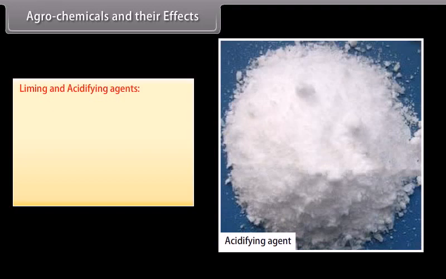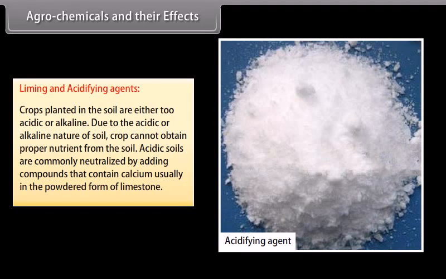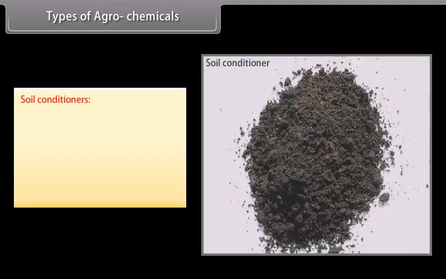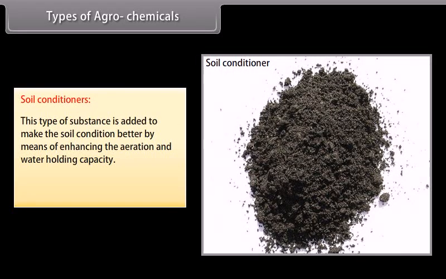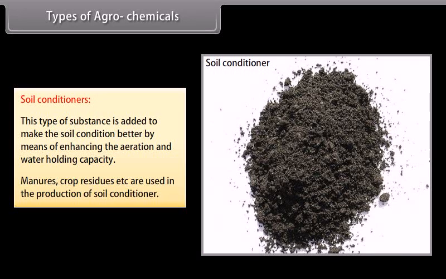Liming and acidifying agents. Crops are planted in soil that is either too acidic or alkaline. Due to the acidic or alkaline nature of soil, crops cannot obtain proper nutrients from the soil. Acidic soils are commonly neutralized by adding compounds that contain calcium, usually in the powdered form of limestone. Types of agrochemicals. Soil conditioners. This type of substance is added to make the soil condition better by enhancing the aeration and water holding capacity. Manures, crop residues, etc. are used in the production of soil conditioner.